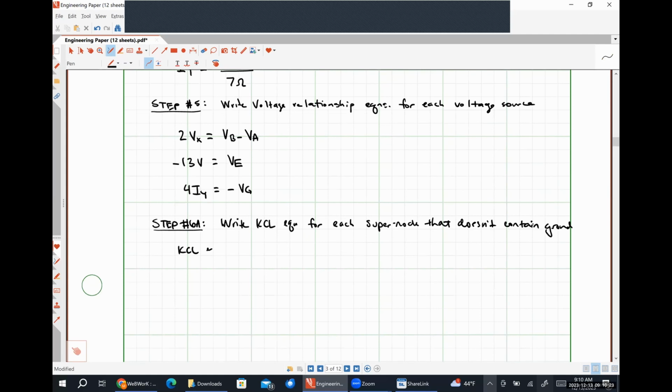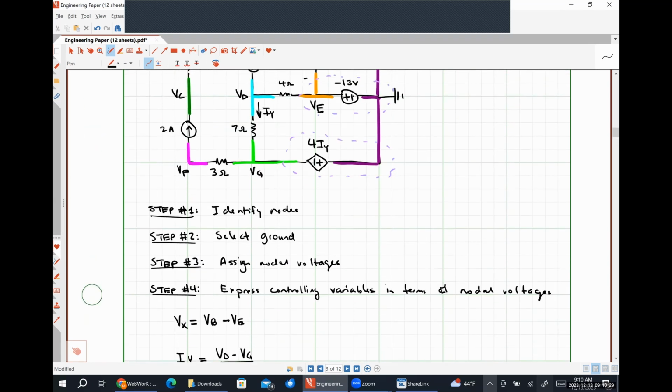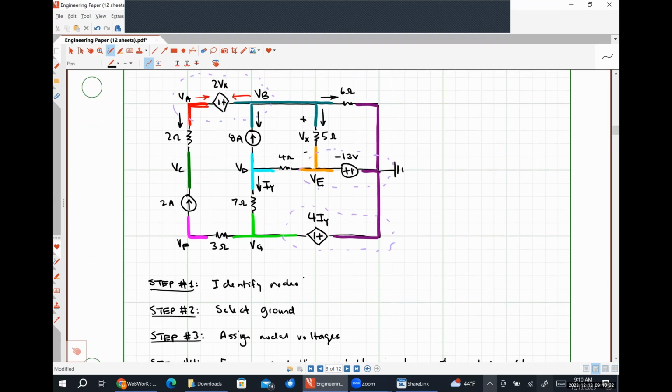So KCL at supernode A, B. Let's start with the current flowing down through the 2 ohm resistor. Who wants to help me out with that?